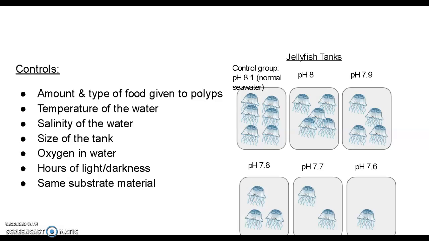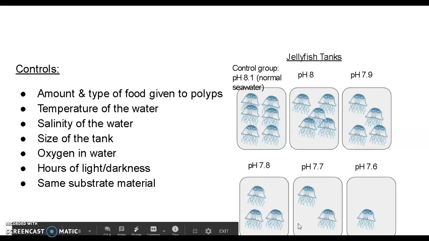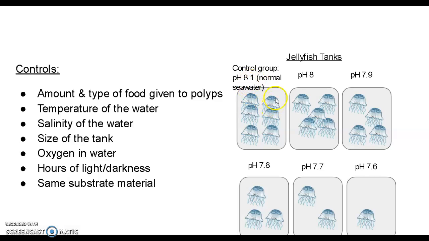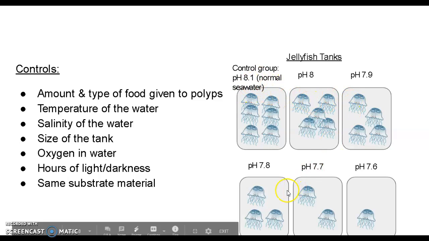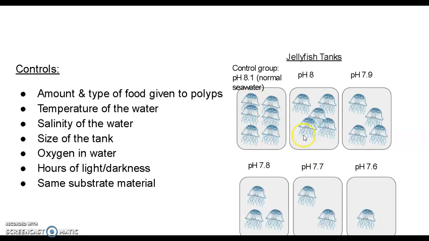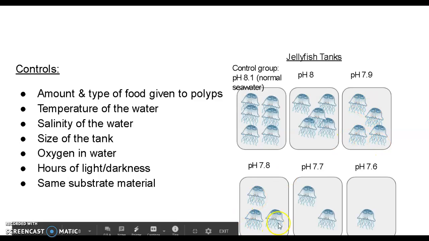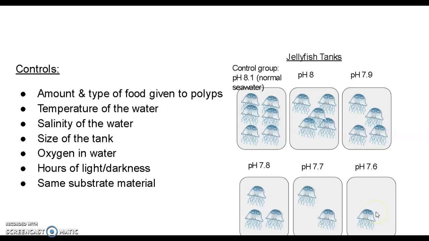And so this is my digital drawing. I have 6 tanks. I have my control group, which is set to a pH of 8.1, which is normal seawater. And then I would have tanks decreasing the pH by a little bit. I would count how many ephyrae are produced in each jellyfish tank at each pH, and then I would have to divide by the number of polyps that I had in each tank in order to figure out how many ephyrae per polyp was produced.